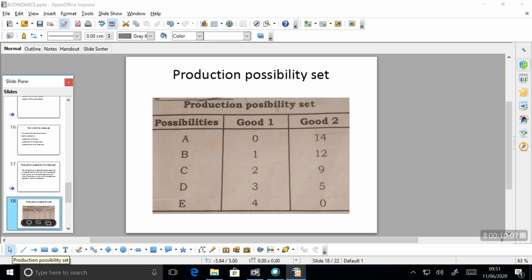What is the production combination of possibility C? 2 and 9. What is the production possibility of B? 1 and 12. These combinations are collectively known as the production possibility set.